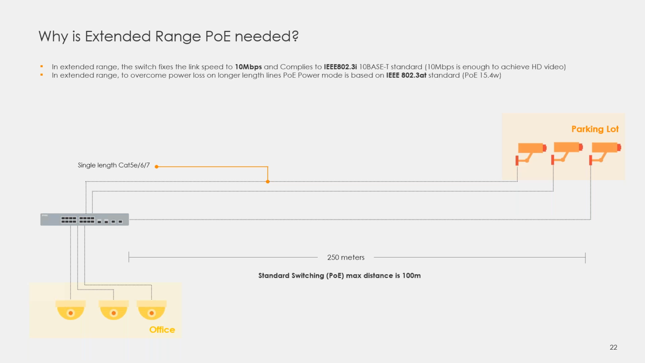supply power to an AF standard device in the other end, meaning maximum of 15.4 watts. And this is due to the attenuation of the voltage in the cabling. And of course, we also need to drop the link speed from 1 gigabit to 10 megabits. But that is sufficient for most HD quality videos.